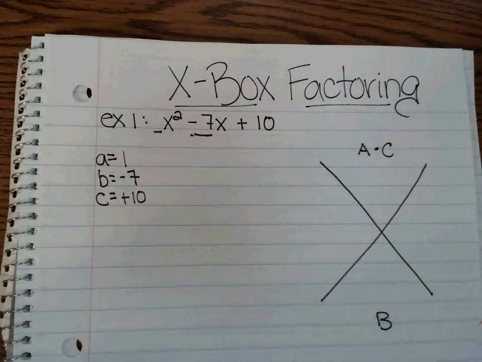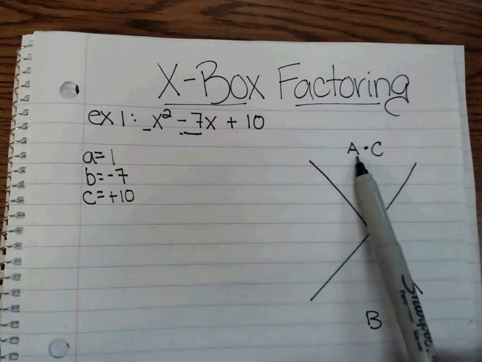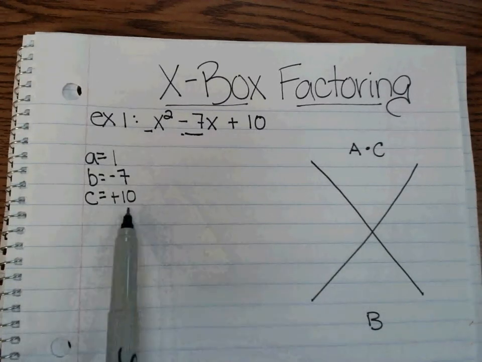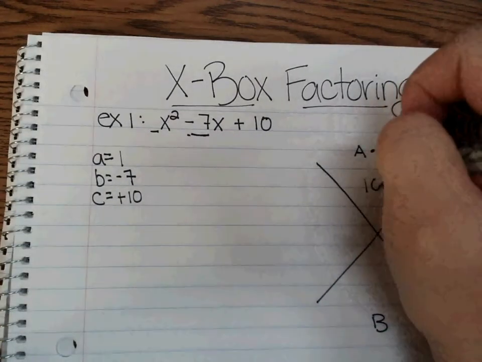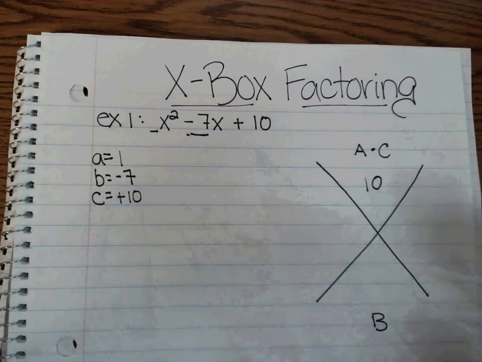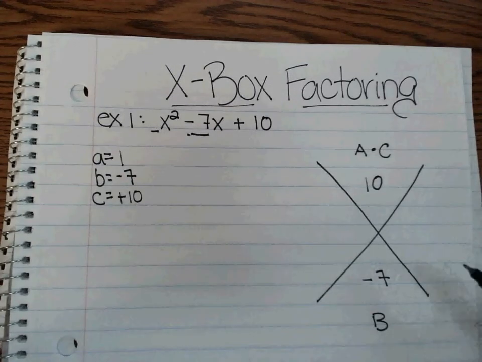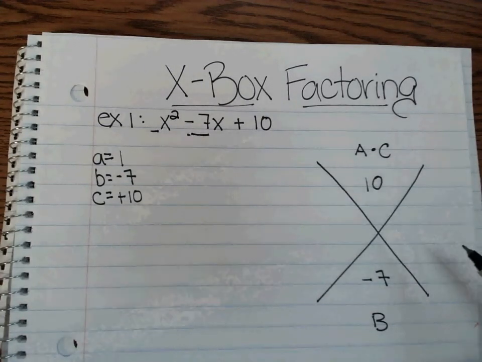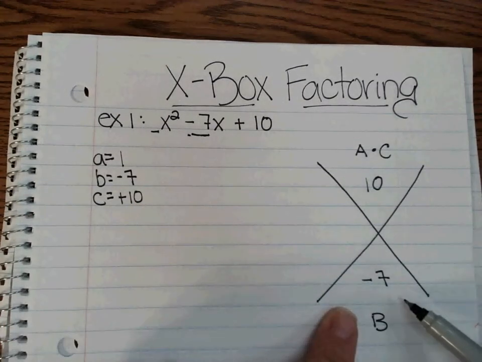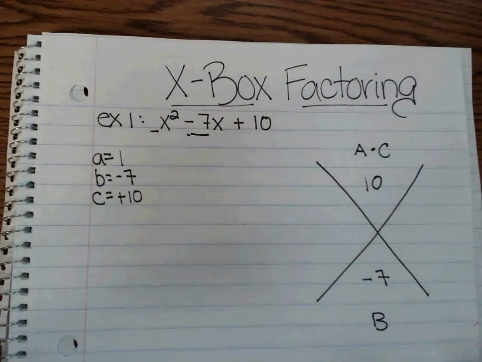Alright? So when we're putting it into our actual x box, up top, we want to take A and multiply it by C. So A times C is going to give us a positive 10. And on bottom, we're going to put our B. So we're going to put a negative 7. Alright? So when you're trying to figure out this puzzle, what you're thinking of is what two numbers are going to add to give you negative 7 and multiply to give you a positive 10.